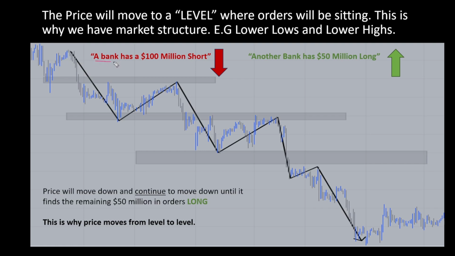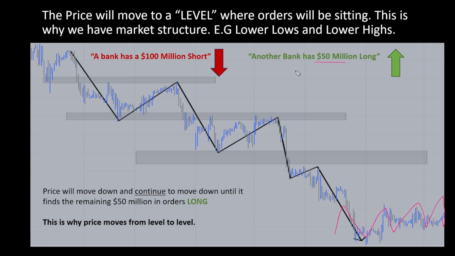So let's just say a bank has $100 million short, which is probably a small order for this move. Another one has 50 million long, so two separate banks against each other. They're trying to fill orders for their customers. Since there's more short orders than long orders, price is going to continue to come down until it finds 50 million short. When price reaches the bottom, there might be another 50 million at the bottom, which it hits, and now there's equilibrium, so it's going to sit in a range.